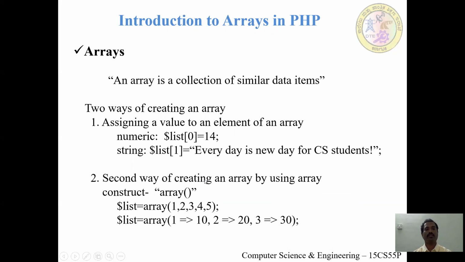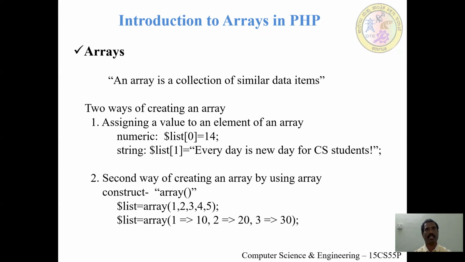Since we are dealing with arrays in the 5th program, we are using arrays to display randomly chosen greetings. We need to understand the array here. How do you define an array? An array is a collection of similar data items. In order to create an array in PHP, we have 2 different ways. One is assigning a value to an element of an array.